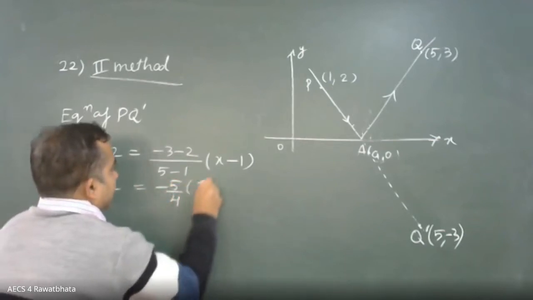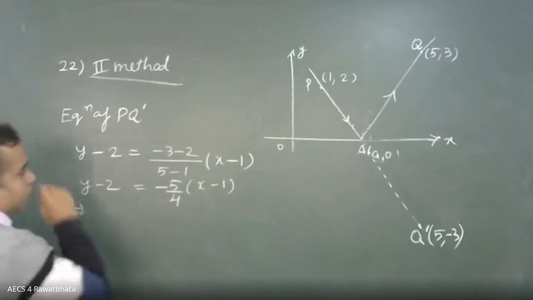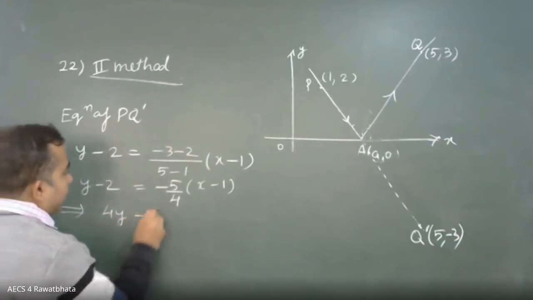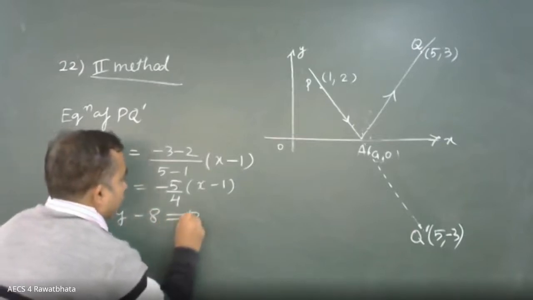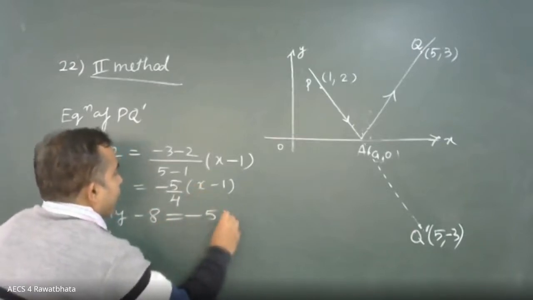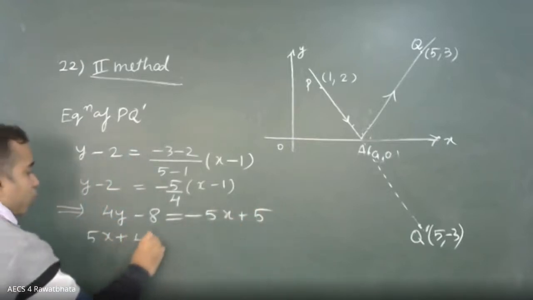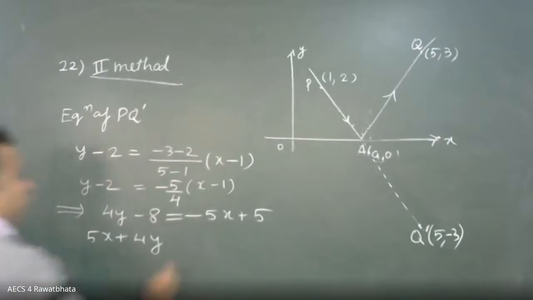-5/4 x -1. Cross multiply, and this will give me 4y - 8 = -5x + 5, taking all the things to one side: 5x + 4y = 13.